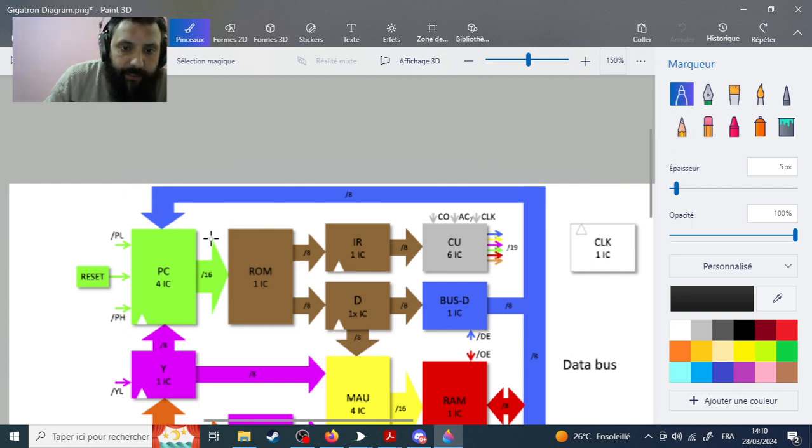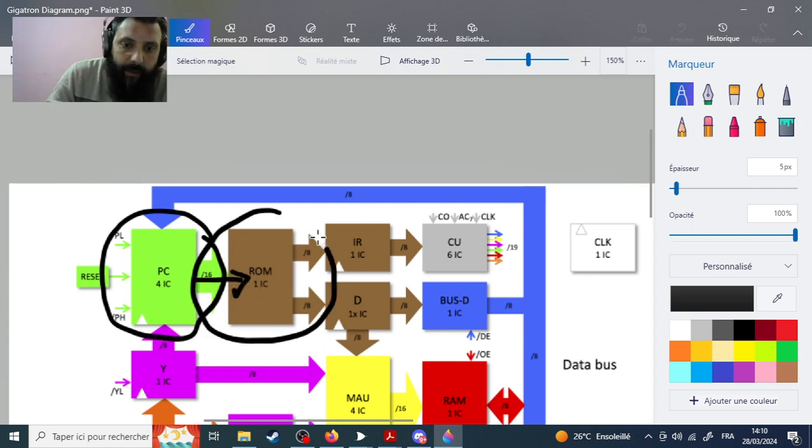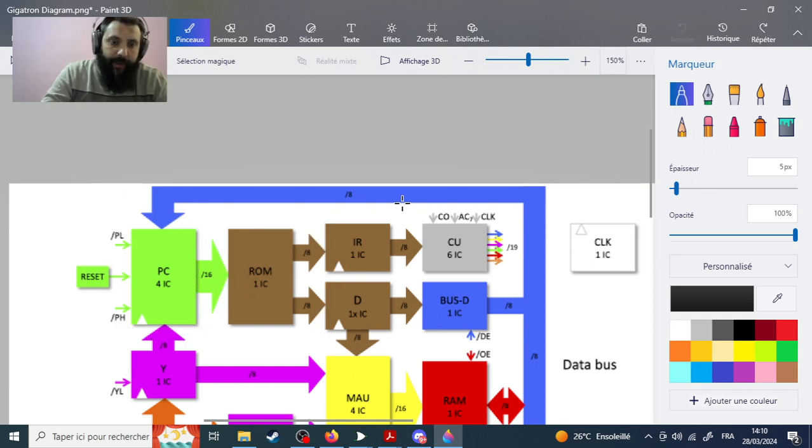Then we have the PC that contains the address. The address is sent to the RAM. What does the RAM do? The PC is directly connected to the RAM. And what is the job of the RAM? Two parts: parts of instruction and parts of data. That's good.